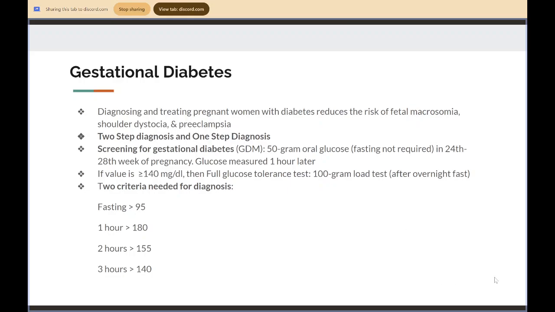If the value is 140 mg per deciliter or greater, then you do the full glucose tolerance test, and that's going to be the 100-gram load test after overnight fast. And then we need to see, is the fasting greater than 95? At 1 hour, is it greater than 180? 2 hours greater than 155, and 3 hours greater than 140. If you have two of those criteria, then you can proceed with a diagnosis of gestational diabetes.